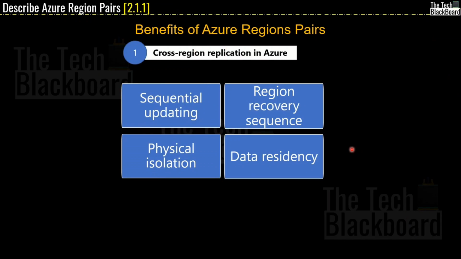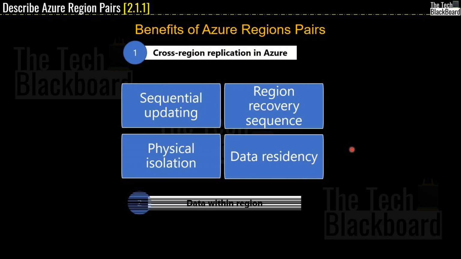The second benefit of Azure region pair is that it keeps your data within the boundaries of the country. So you want to build cross-region replication, but you do not want to jump the boundaries of your country. And for this, you need Azure region pairs. For more understanding, please watch the previous sections of this video.